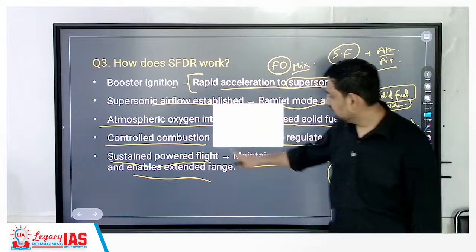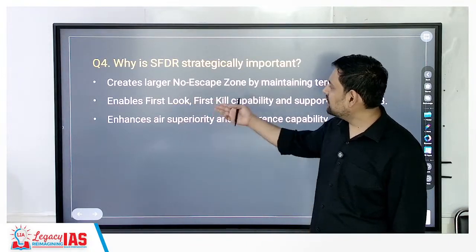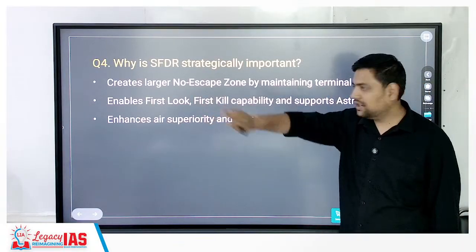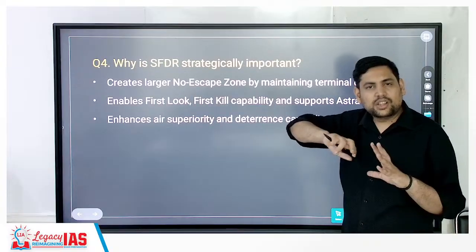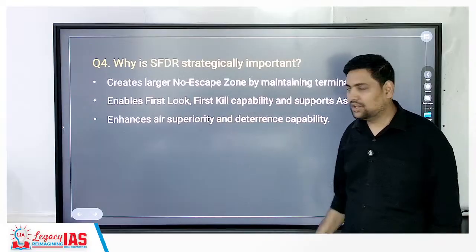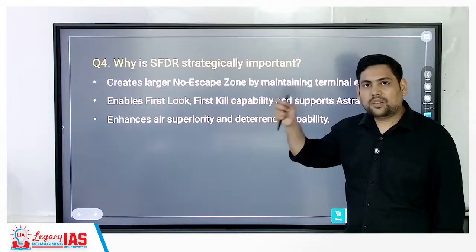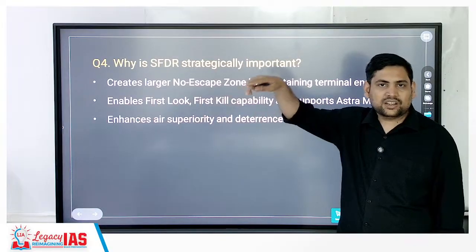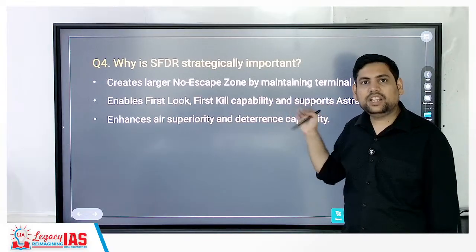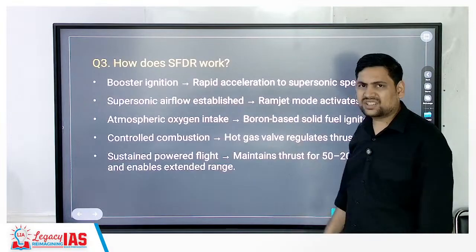Then why is it strategically important? Because it creates a no escape zone by maintaining terminal energy, as till the end point you will have energy, because it is very energy efficient. You can carry a lot of fuel, or fuel for a much longer distance. Then it enables first look first kill capability. That means the first time that the target sees it, it will get killed immediately, because it will be very difficult to be detected and destroyed first. Then it enhances air superiority and deterrence capability.